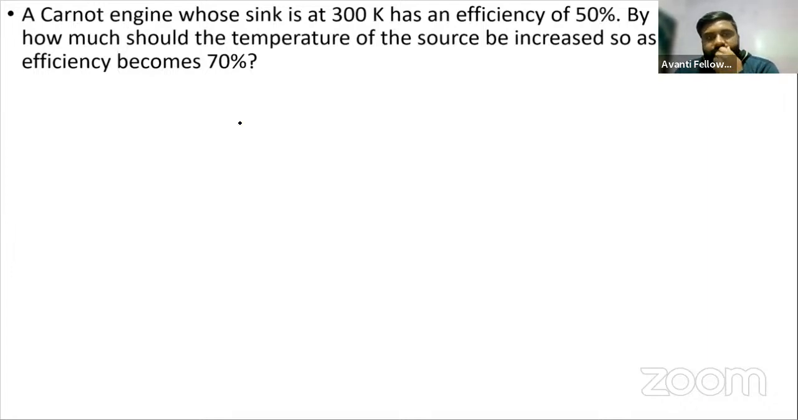Now this one. A Carnot engine whose sink is at 300 Kelvin has an efficiency of 50%. By how much should the temperature of the source be increased so as efficiency becomes 70%? Very simple. Try to solve it.